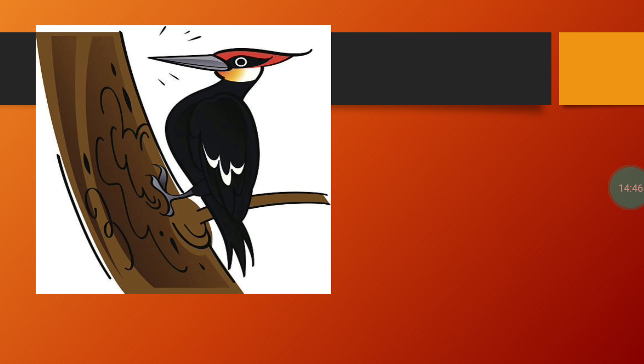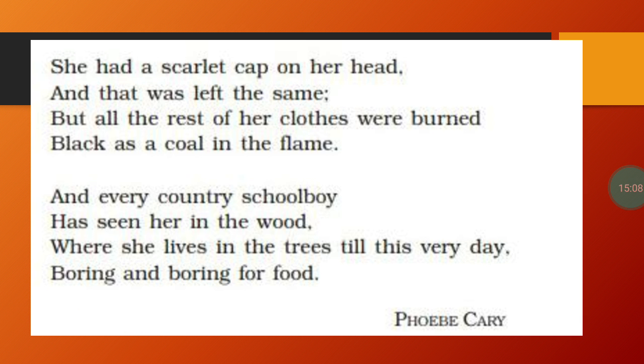So when the woman turned into a bird, at that time she was wearing a red colored cap on her head. That cap was there on the bird's head still, but the woman's remaining clothes had burned and turned black in color, just like a coal. What's the color of coal? Black in color. Did you understand? So that's in that stanza. She had a scarlet cap on her head, and that was left the same. And that was left the same means the cap was on the bird's head too.